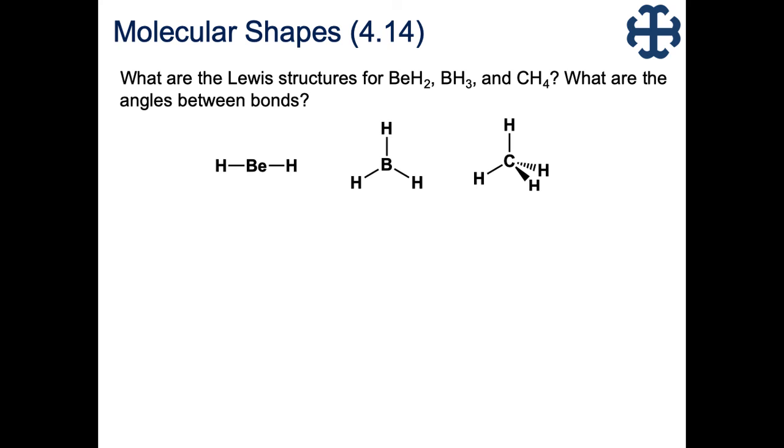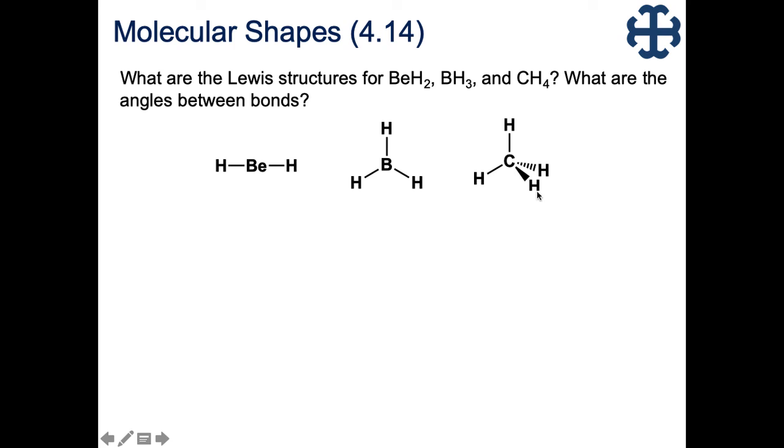So hopefully this is what you got for Lewis structures here. Your beryllium and your boron are probably ones you've already drawn at some point. And this CH4 is probably one you've drawn, although we're adding in this new element here. And so you'll notice that we have two straight lines. We also have what we would call a wedge line.